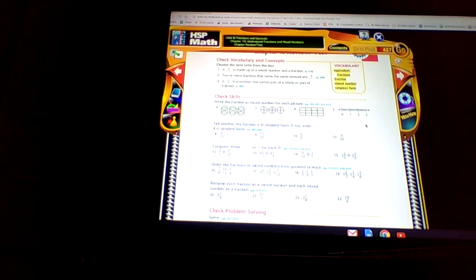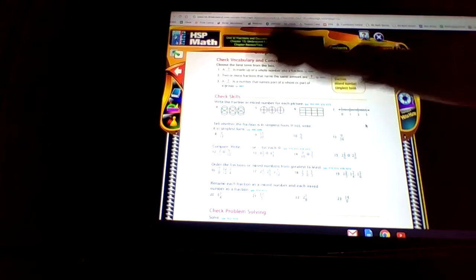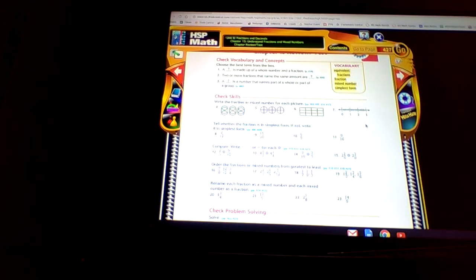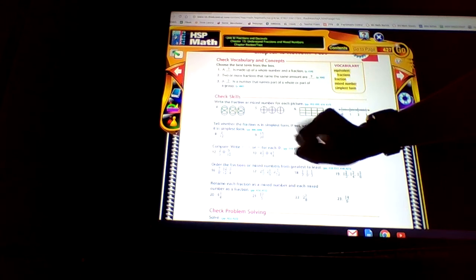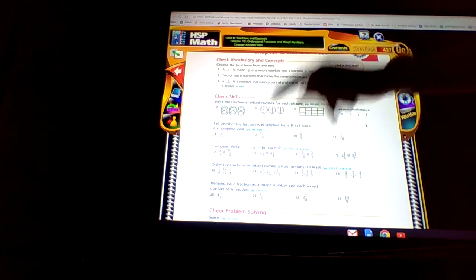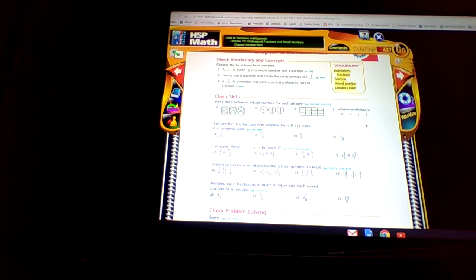Number 4. Write the fraction or mixed number for each picture. This is a little tough to see on my screen and it's not showing up on my computer. So I cannot tell you what number 4 says because it's too hard to read. But I can definitely see number 5. I see 1 whole circle, 2 whole circles, and then 1, 2, 3 out of 4. So that would be 2 and 3/4. Okay, I like that one.